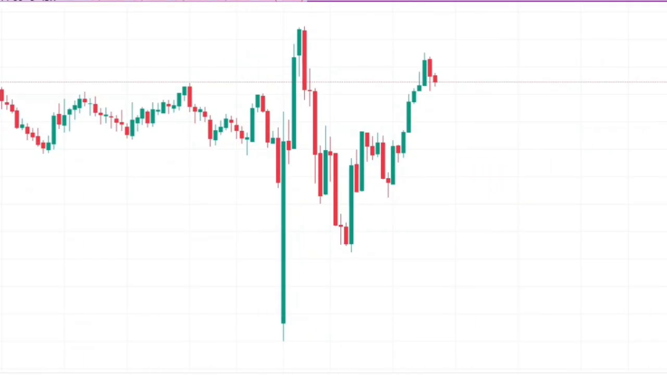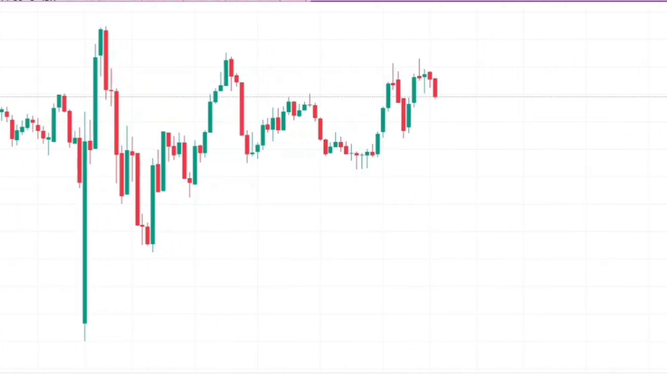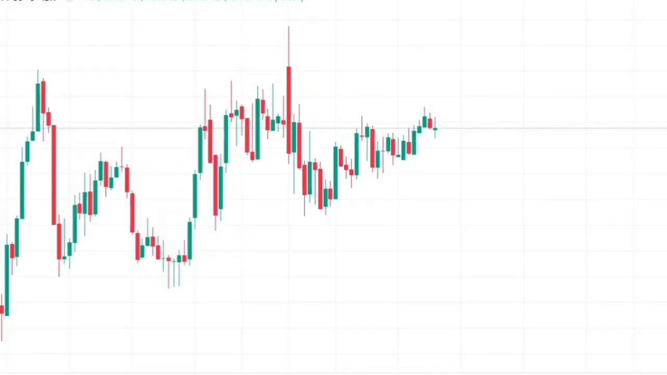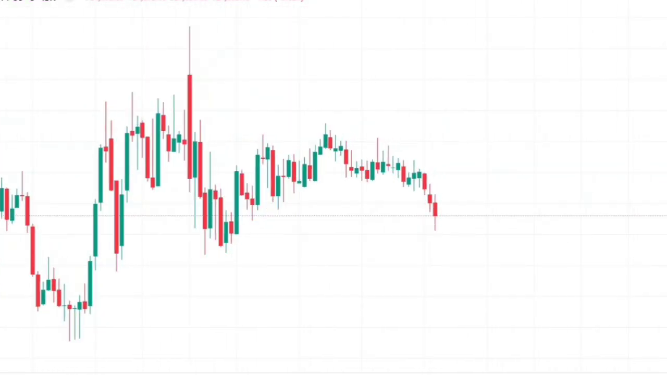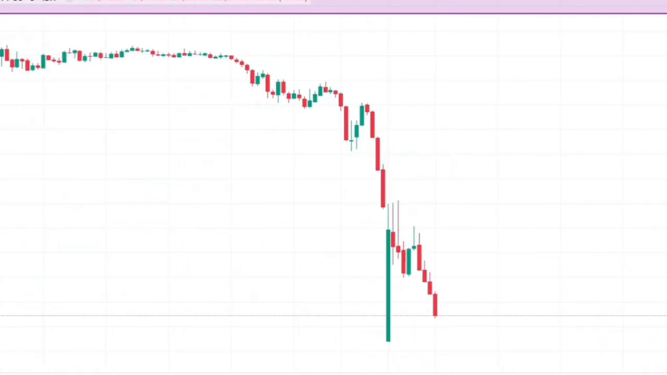Chapter 1. The core concept. The why. Let's start with the absolute basics, because if you don't understand the why, the how won't matter. Supply and demand is an economic principle, but in trading, it's the footprint of the institutions.